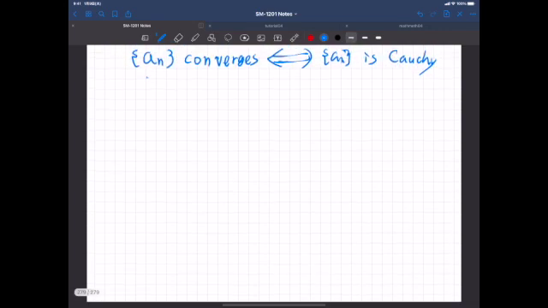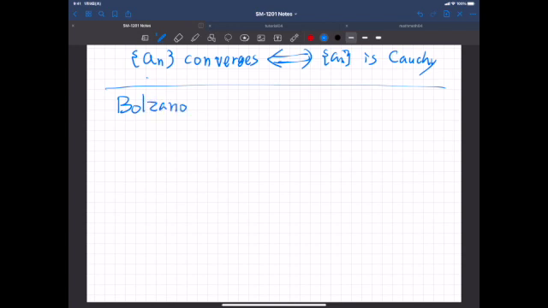Okay, next I just introduce one theorem without proof for later reference. That is called the Bolzano-Weierstrass theorem.